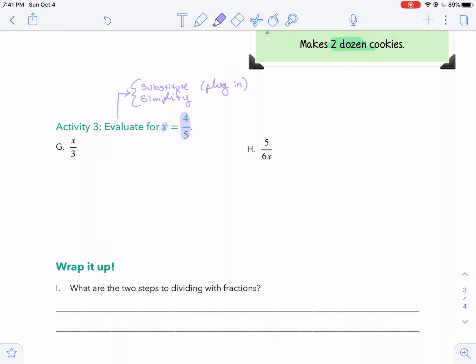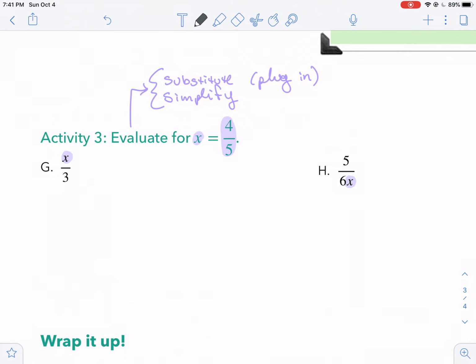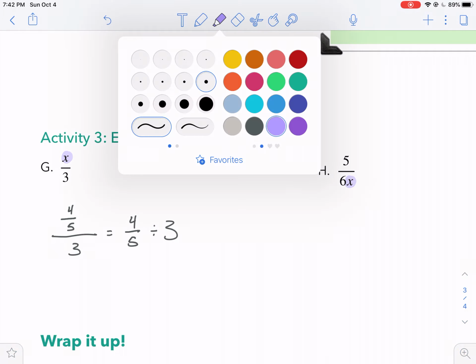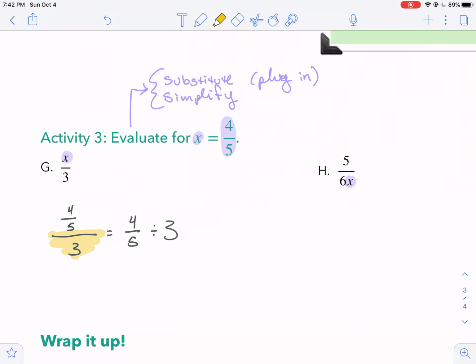Okay, so we're going to take wherever we have x and we'll replace that with a 4/5. So here we have 4/5 over 3. Ew, well, that's the same thing as 4/5 divided by 3. So that's nice because divide by 3, divide by 3.